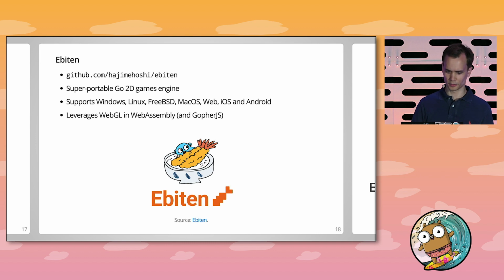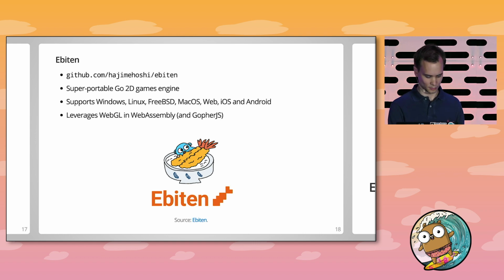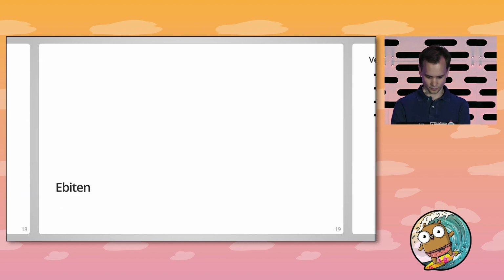It leverages the WebGL browser API to efficiently render frames, and this relies on the syscall.js interface we saw before. So let's take a look at one of the Ebiten demos running in WebAssembly.